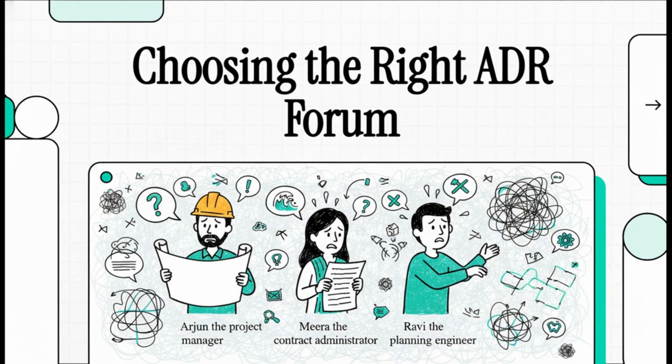To really wrap our heads around this, let's look at our core team on a hypothetical, but let's be real, a very familiar project. We've got Arjun, the project manager, Mira, the contract administrator, and Ravi, the planning engineer. And right now, they are completely overwhelmed by multiple simultaneous site disputes.